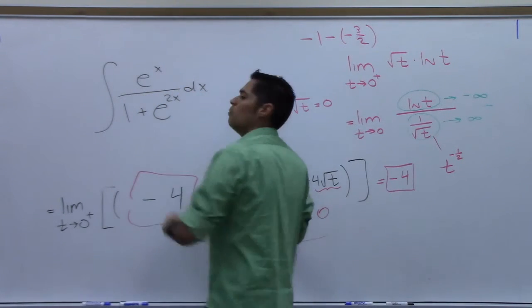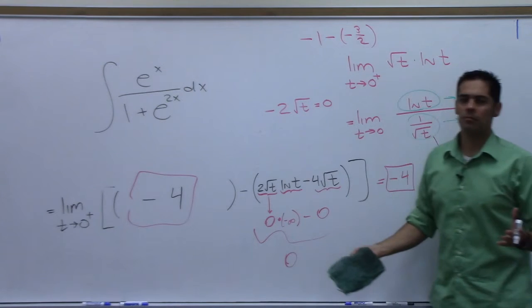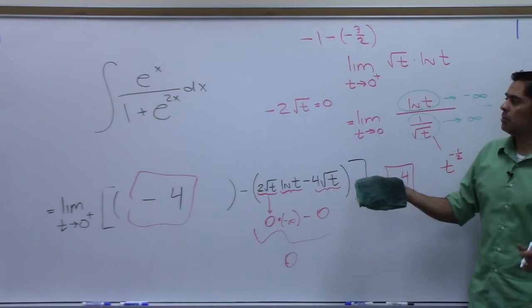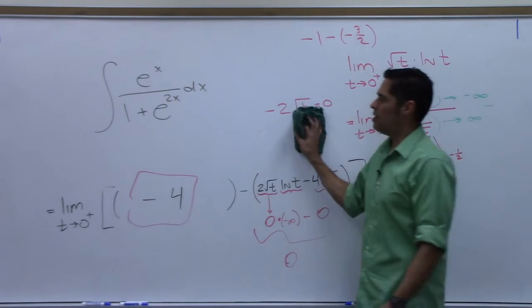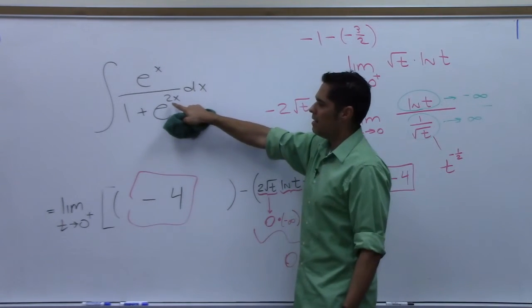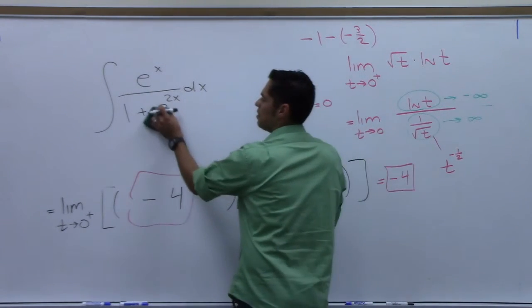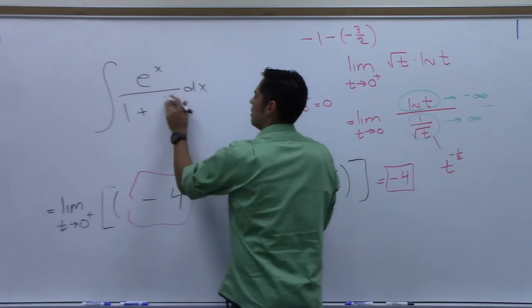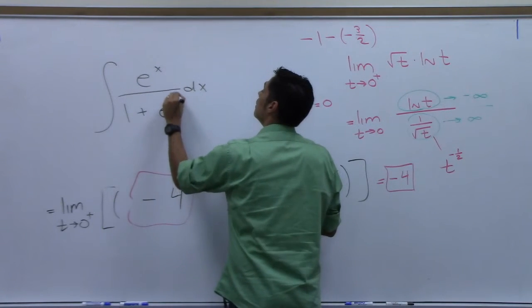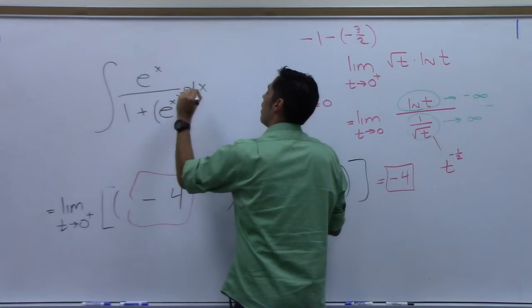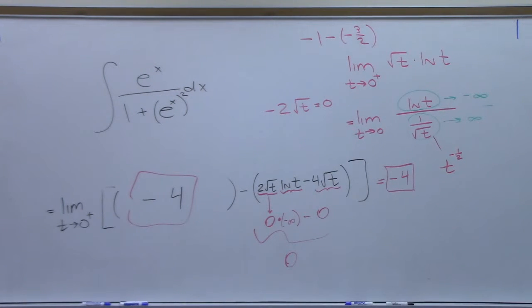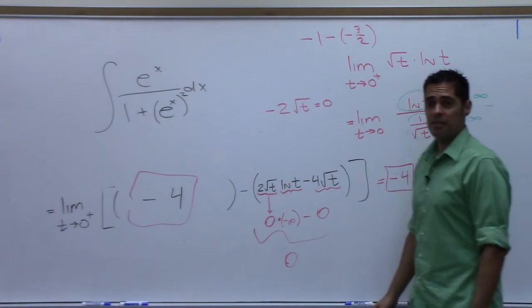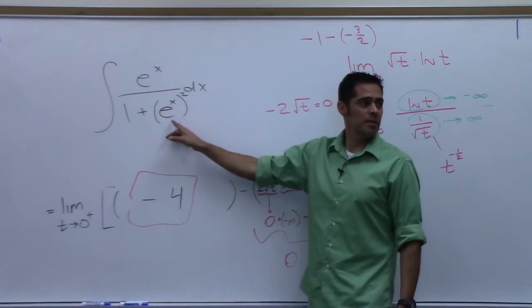U sub? What's the u sub? Just e to the x. No, e to the 2x. Nope, just e to the x. Remember, e to the 2x is really the same as what? e to the x, squared. You got it. So your u sub is u is e to the x. So there's u, there's its derivative.